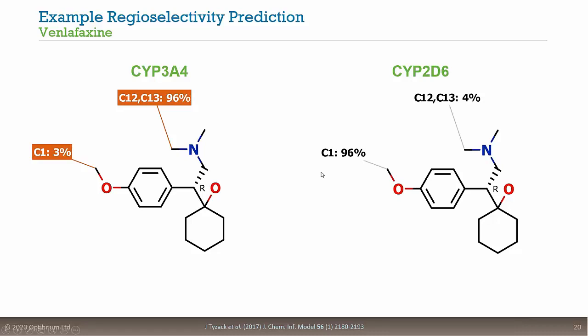And we can understand this. Both of those sites are highly reactive, but this is an orientation effect within 2D6. We know that aspartic acid residue 301 tends to bind basic nitrogens and orient them away from the oxyheme. So these sites around the nitrogen are far less accessible to metabolism in 2D6 than the methoxy. So that's a sort of illustration of the results you can get. Of course, having predicted the sites of metabolism, you can also say what the resulting metabolites are likely to be for each of those sites. So you can get a feeling for the products that you're likely to see.